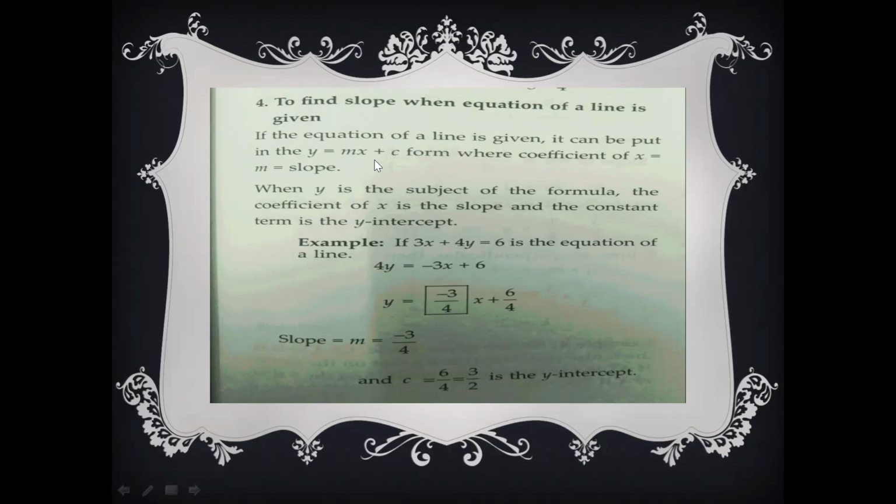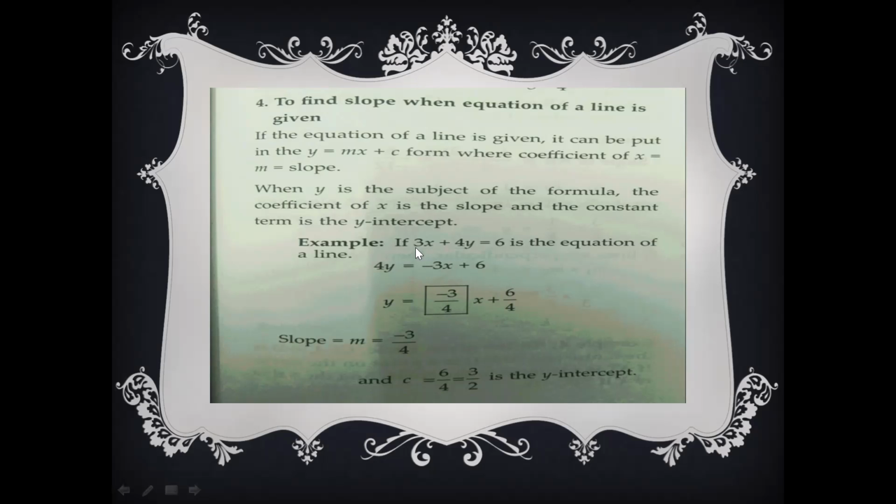So suppose any equation which is given in this form or not given in this form, we have to write it down in this form, which means we have to make y the subject, right? Whatever the coefficient of x will be, that would be your slope.